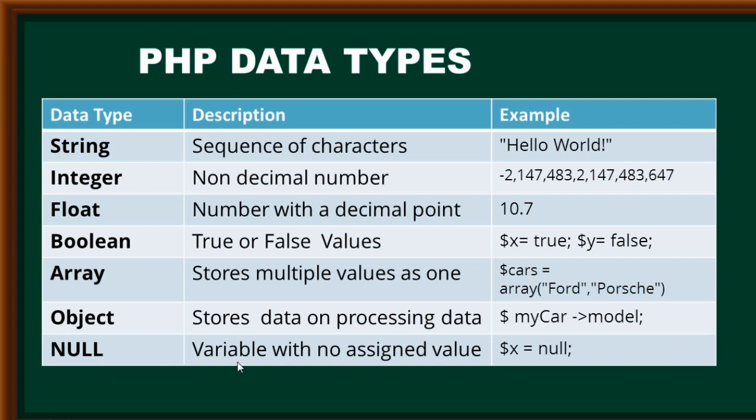Next, we've got null. Null represents variables that have no assigned value. It's a special data type, and if you assign a null value to a variable, you can use that to empty the value of that variable. Say, for example, the variable x was given the number 7. Later on, if I want to clear that, I can assign it null, and that will empty the variable of the previous value.